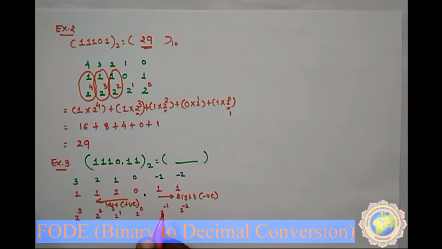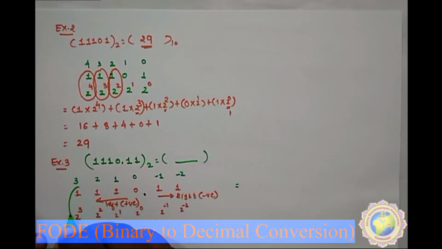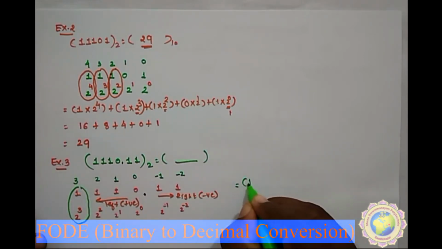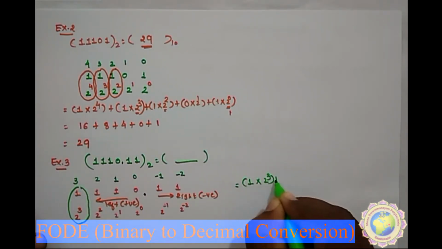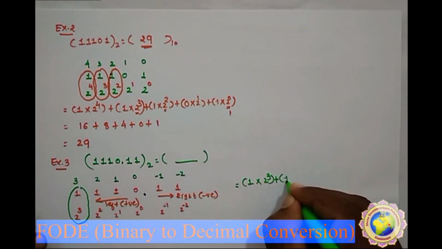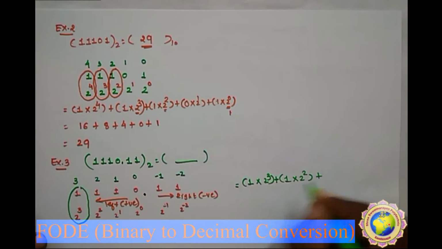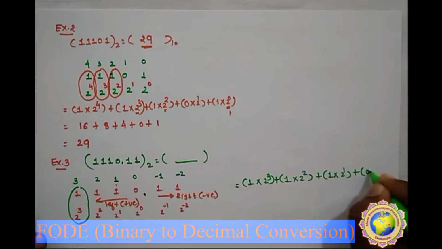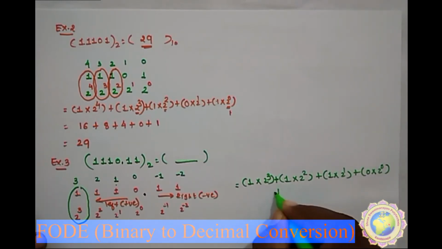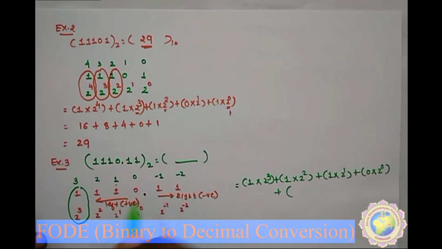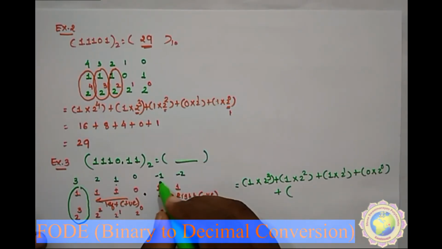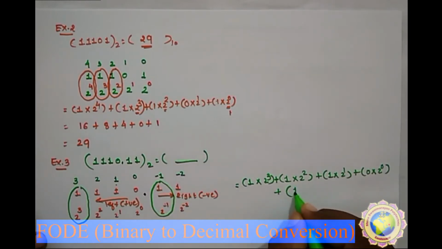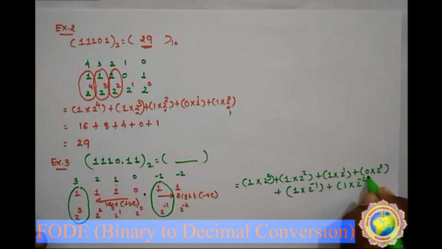Now multiply these numbers. Okay, so first here is 1 into 2 raised to 3, so put here 1 into 2 raised to 3 plus 1 into 2 raised to 2 plus 1 into 2 raised to 1 plus 0 into 2 raised to 0 plus, now you have to forget the point here, you have to only add and multiply. So here 1 into 2 raised to minus 1 and plus 1 into 2 raised to minus 2.